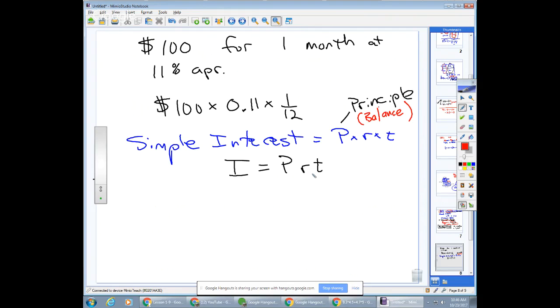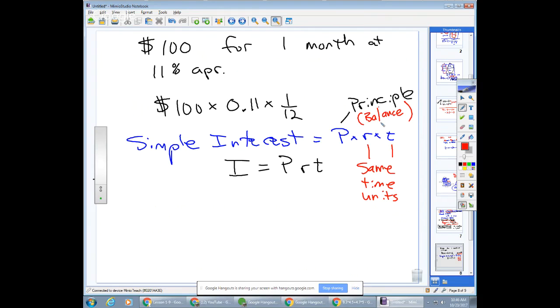So principal times rate times time. The key things here, the rate and the time have to have the same time units. So if the rate is given annually, the time has to be given annually. If the rate is given as a monthly rate, the time has to be monthly. What if it's a daily rate? Time would have to be days. Yeah, so we would divide by 365.